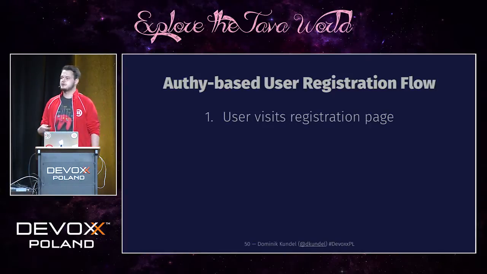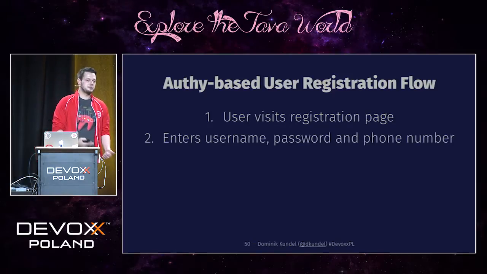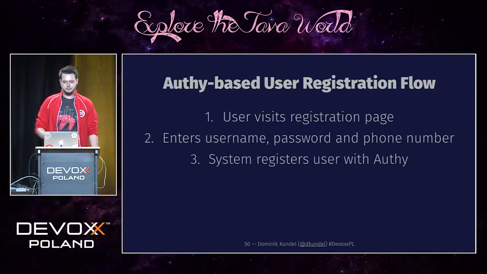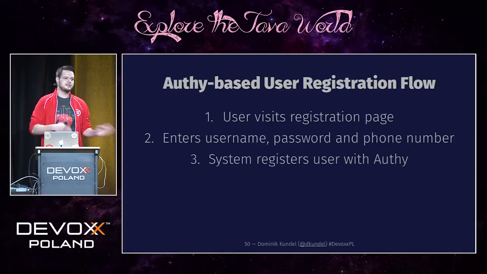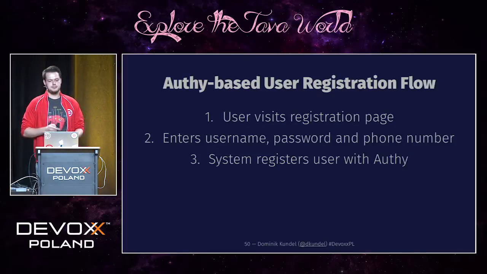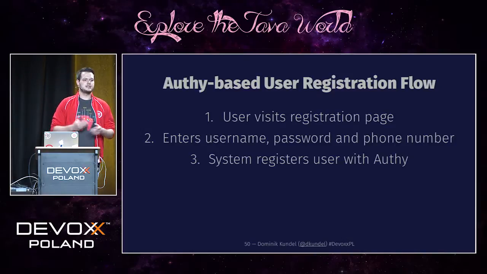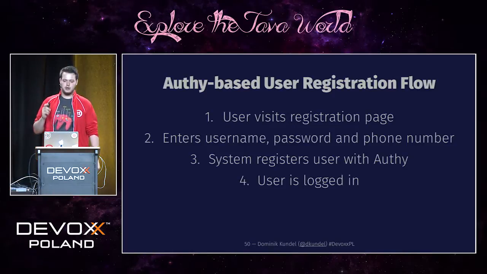The user goes to the registration page and enters a username, password, and a phone number. And this phone number is important for Authy because the system then uses this information to register the user with Authy. And no, you don't have to pass the password, but the phone number is very important. And Authy will return you an ID. So this ID is the one that you can use throughout the time. So if your user changed the phone numbers, your ID is still the same. And afterwards, the user is logged in.